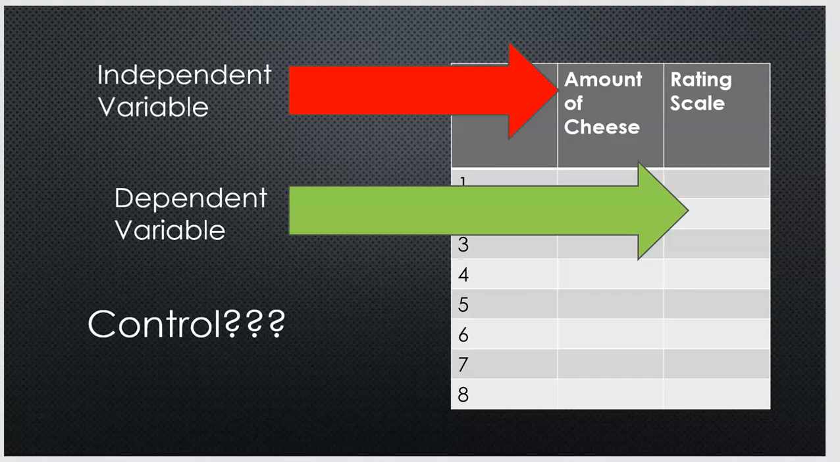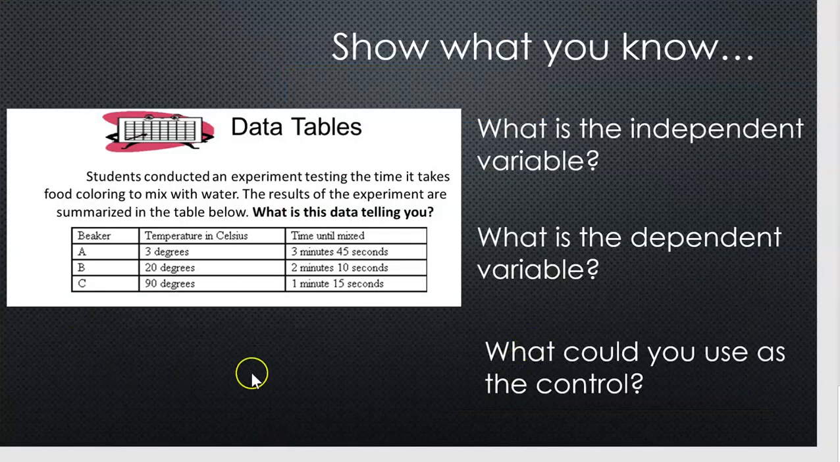Now's your chance to show what you know. Here's a data table. Maybe you've seen it before. I want you to determine what's the independent variable, what's the dependent variable, and what would you or could you do to set up a control for this experiment. Okay, good luck. Show what you know.